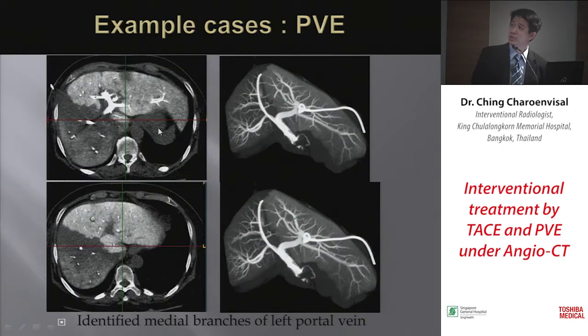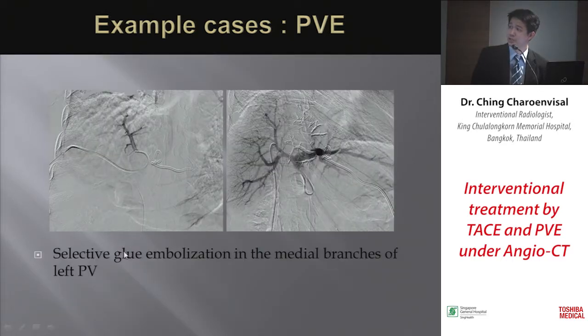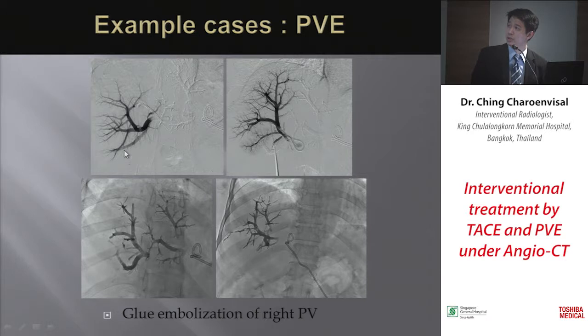So we trace the axial CT to find which one is a medial branch of the portal vein, and then we embolize the branch that we see on the axial CT. We superselect each medial branch of the left portal vein, and we do glue embolization in each branch. And then we do glue embolization in the posterior and anterior branches of the right portal vein, and this is a post-embolization image.